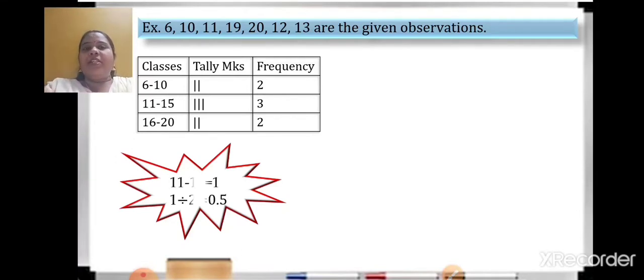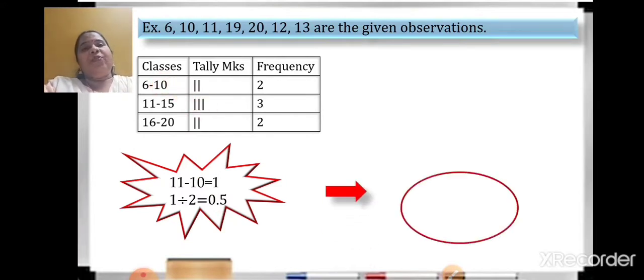So we get 1 and you divide it by 2. Once you get that number, you subtract it from the lower limit here. From 6 you subtract this 0.5 and to 10 you add this 0.5. You have to subtract and then add. Just see here, 6 minus 0.5 will become 5.5. 10 plus 0.5 will become 10.5. Same thing, 11 minus 0.5 will become 10.5 and this will become 15.5. When I do the same here, it will become 15.5 and 20.5.